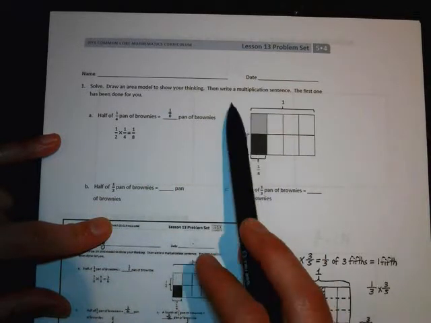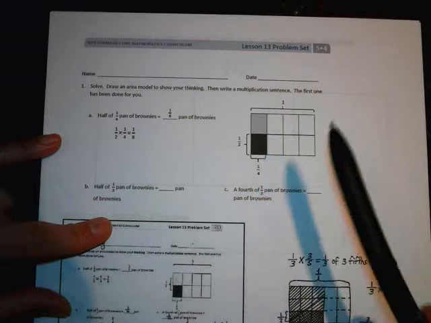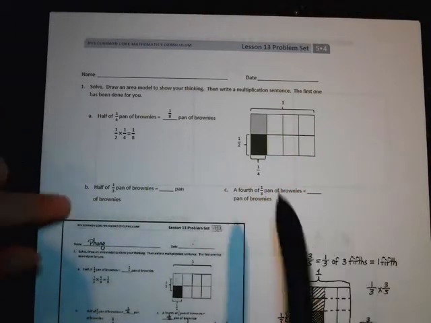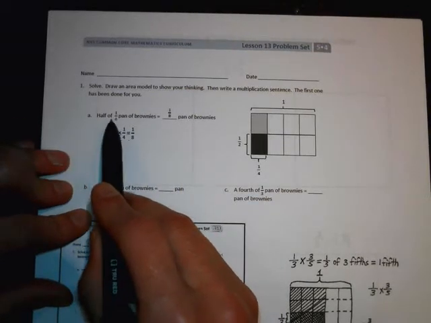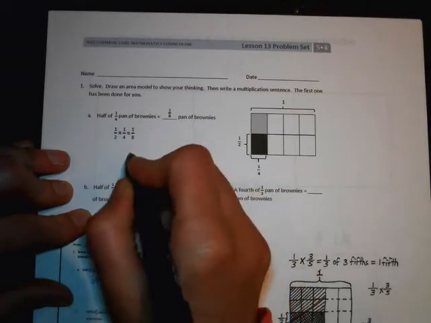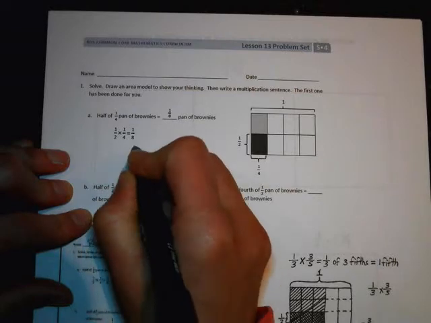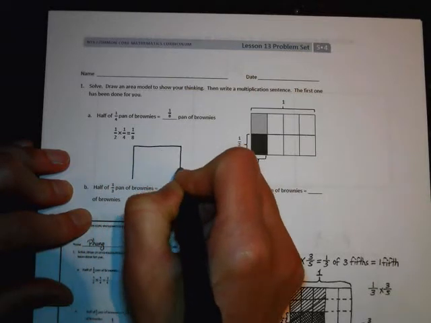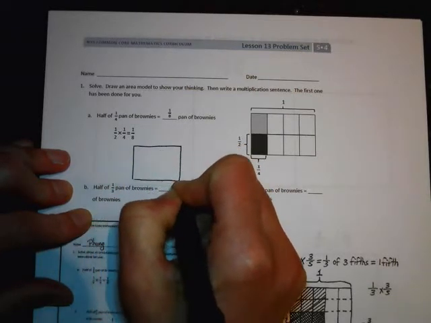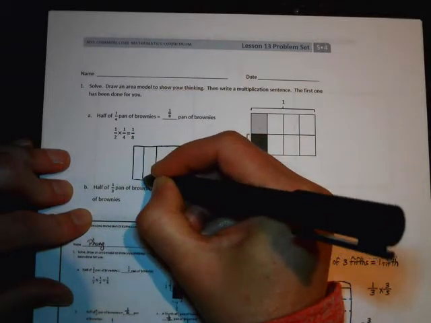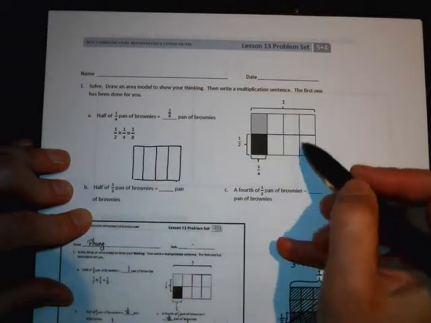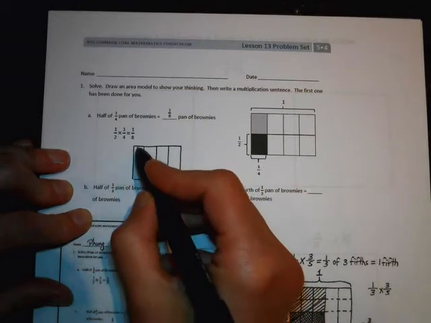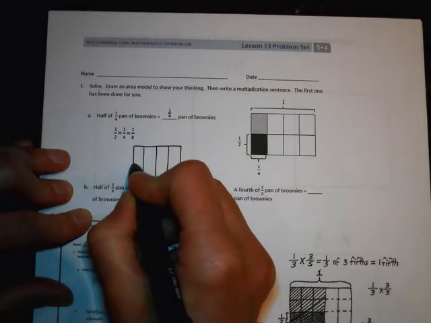Let's figure out what they're doing, and then we'll check out these two. It says 1/2 of a quarter of a pan of brownies. So we're going to start off with 1/4 of a pan of brownies. We're going to draw our pan of brownies, and we want 1/4. They drew their quarters like strips. So here's 1/4, and we want to take 1/2. But if we take 1/2 of that strip, we've got to take 1/2 of everything.